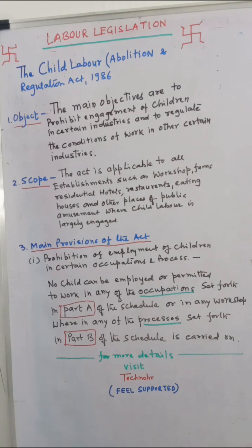and therefore Part A of the provision says no child can be employed or permitted to work in any process of the occupations set forth in Part A of the schedule, or in any workshop wherein any process set forth in Part B of the schedule is carried on.